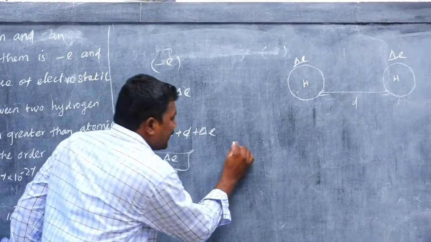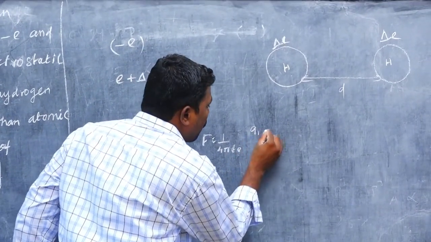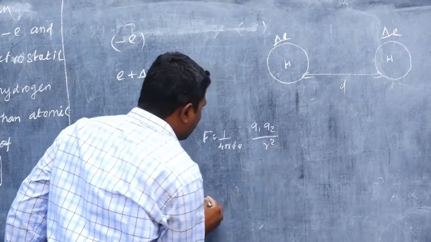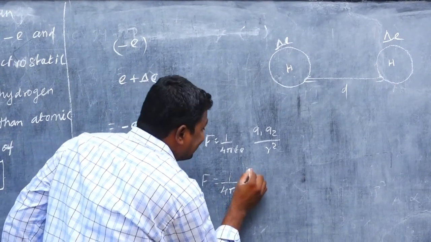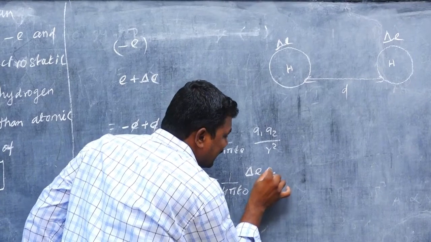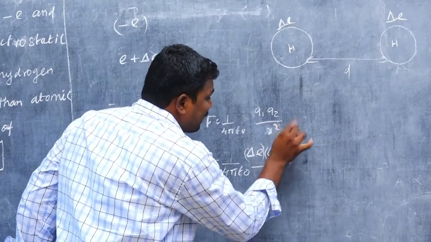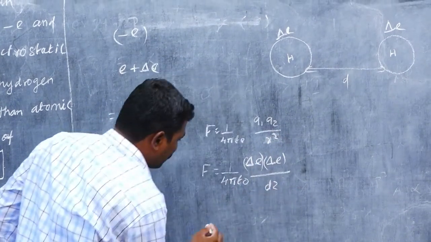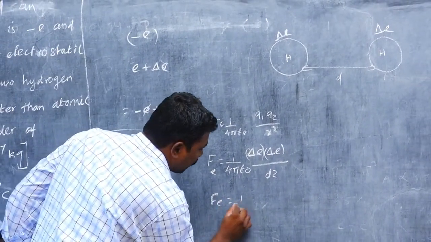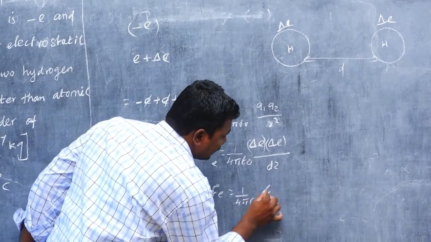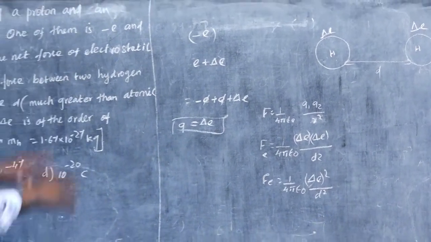You know the formula for electrostatic force according to Coulomb's law: F is equal to 1 by 4 pi epsilon naught Q1 Q2 by r square. F is equal to 1 by 4 pi epsilon naught del E into del E by, so r square is replaced by d square. This is called the electrostatic force: F is equal to 1 by 4 pi epsilon naught del E square by d square. Next, the distance will be the same.